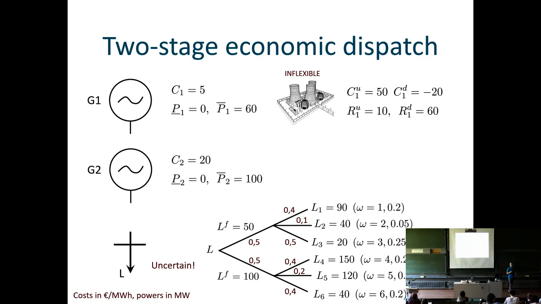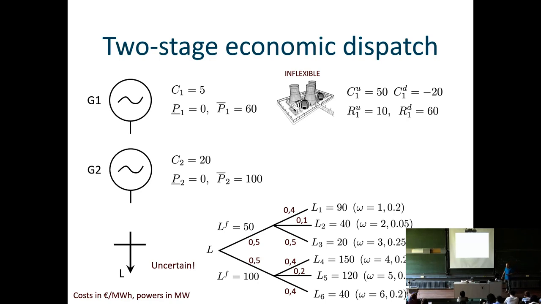A downward regulation cost is a repurchase cost. A repurchase cost means that it's money that the producer gives back to the market because I'm decreasing my production, so I have to pay back my production. In this case, since the unit is inflexible, minus 20 means that if you want me to decrease my production, not only am I going to save my marginal production cost, but you also have to pay me in addition 20 euros per megawatt hour because I'm very inflexible.